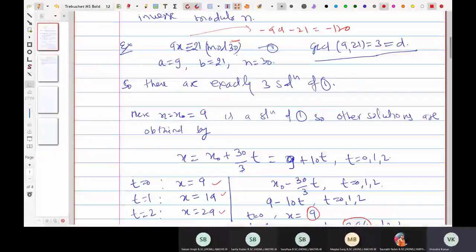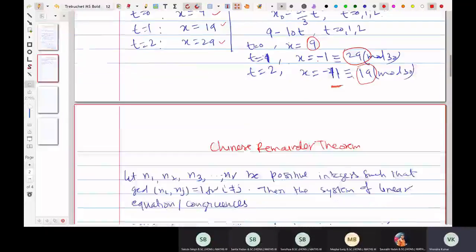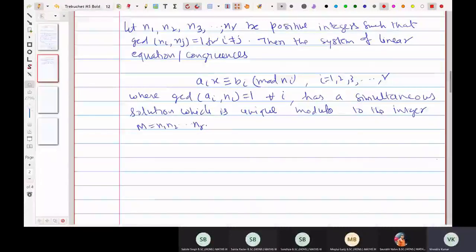So negative 11 is also a solution, but this is equivalent to 19. Some other solutions you can also get, but there will be exactly 3 solutions in this case. Similarly, you will be getting so many solutions, but they will be equivalent to the solution you have obtained using this method. Okay, so let us proceed to the proof.